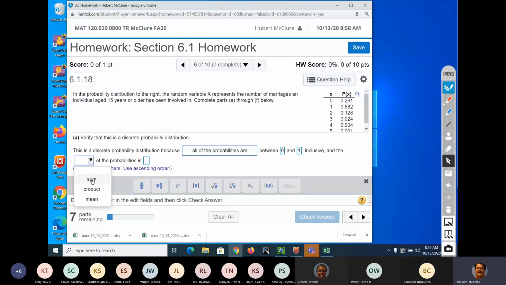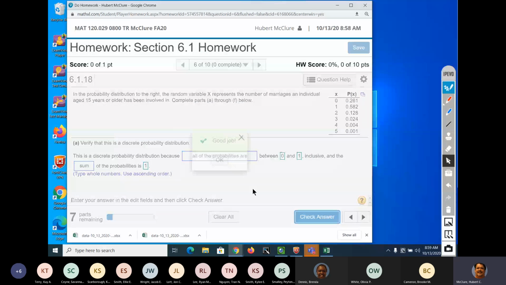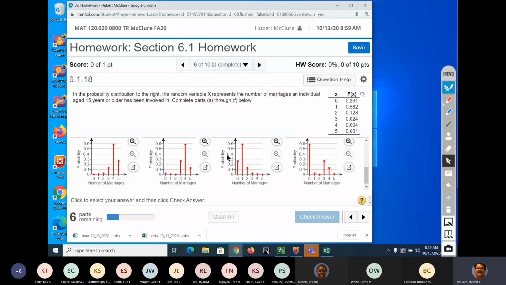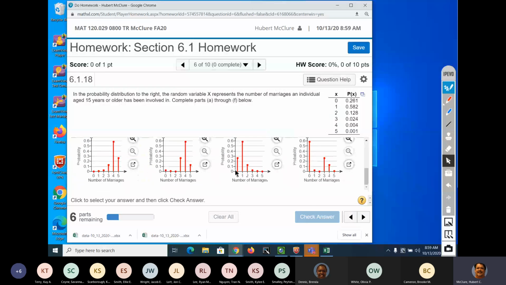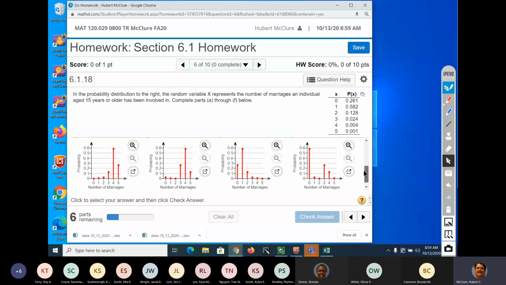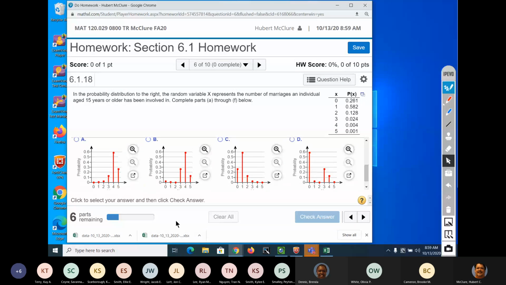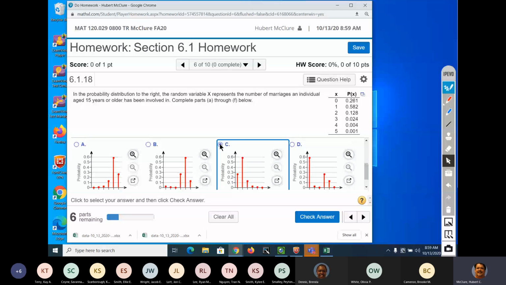And the sum of all the probabilities is 1. Good job. And what does our probability look like? What does our graph look like? Somebody tell me. Alpha, Bravo, Charlie, or Delta? C. C, Charlie, as in Charlie Bucket.